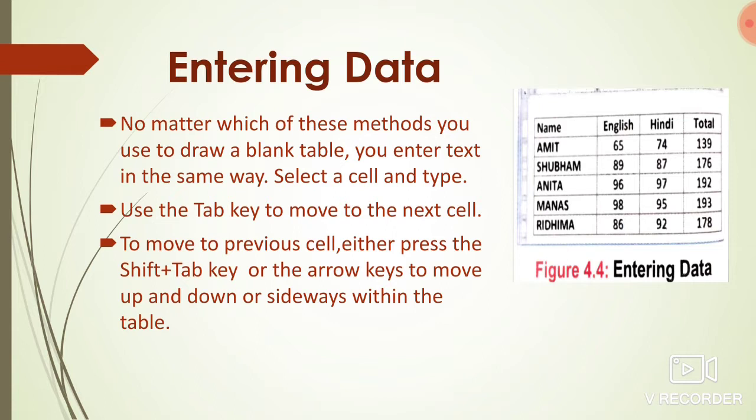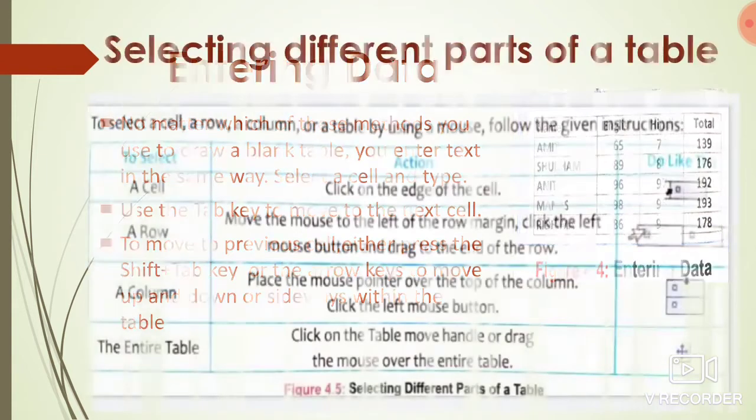If you want to move from one cell to the next cell, suppose from name to English option, you can use the tab key, and if you want to move backward, you can use shift plus tab key. Or you can use the arrow keys, means if you want to move upside or downside, you can use the up or down arrow key, or if you want to move left or right, you can use the left or right arrow key. This way you can move in a cell in a table.